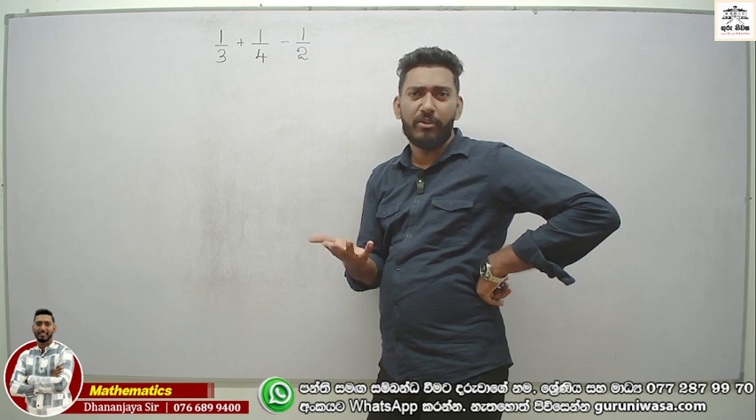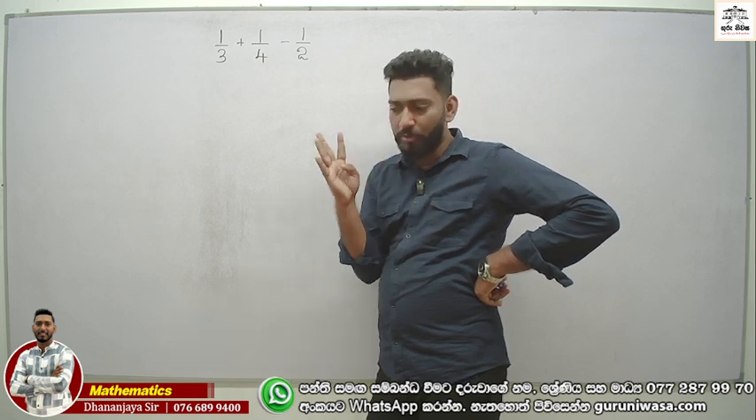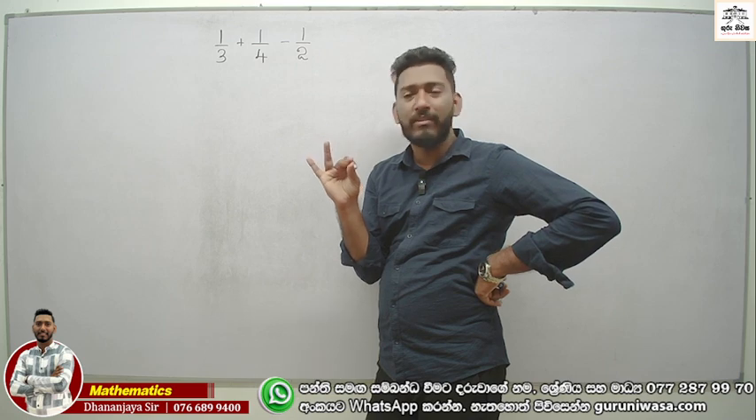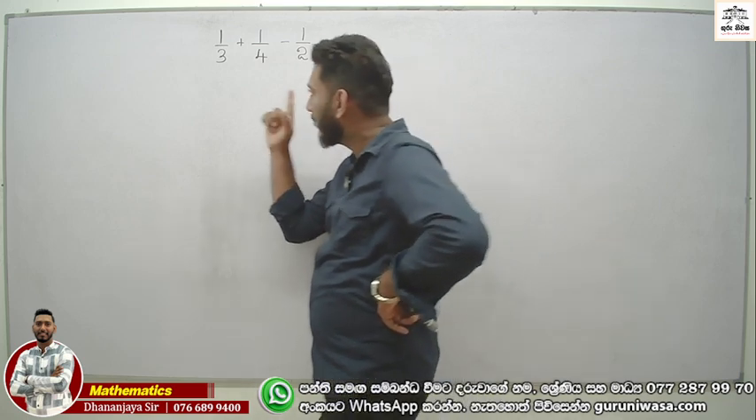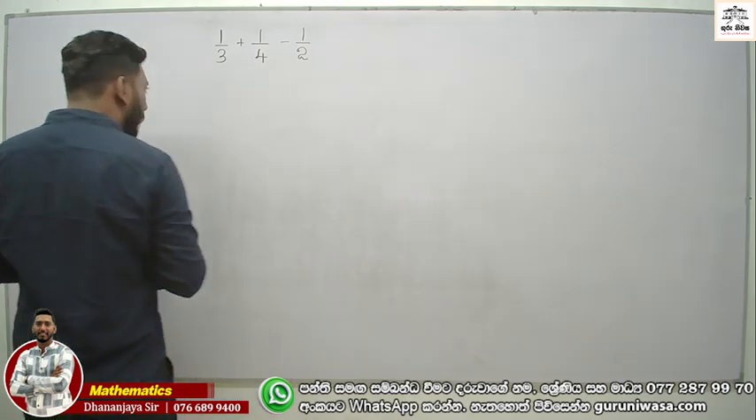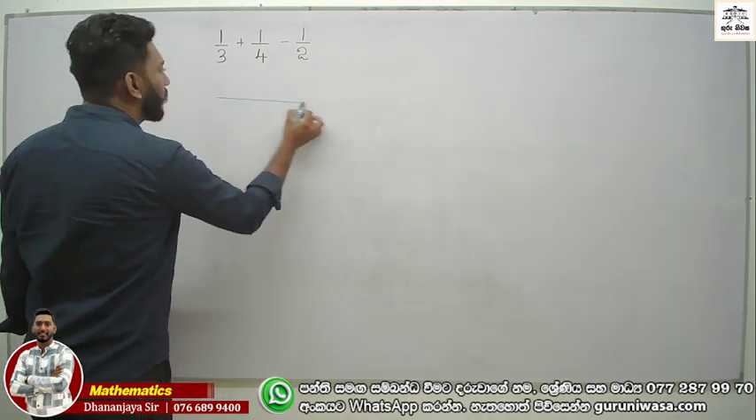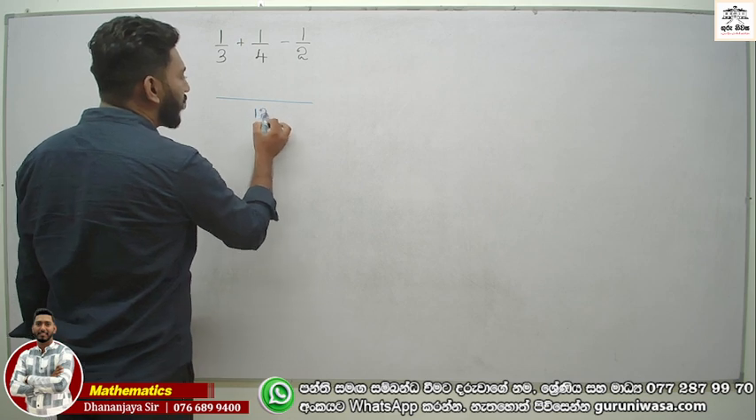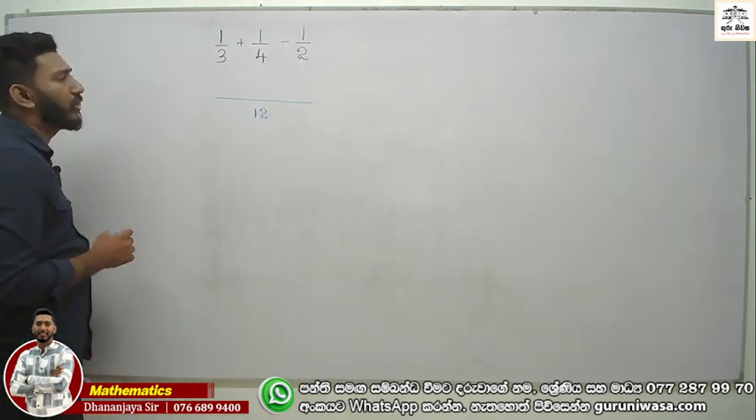8 is also not dividing by 3. 4, 8 is not a suitable one. 12? Yes, 12 is divisible by both 3 and 2. Now I am going to take 12 as the common denominator.